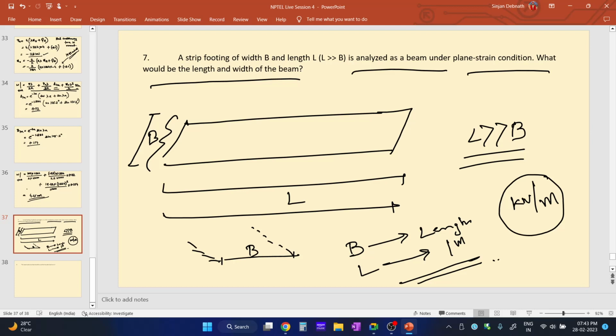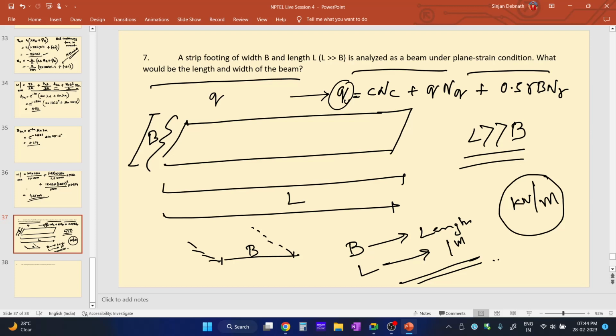But for a strip footing, the allowable load you get in terms of kilonewton per meter. I am showing you how. What is the bearing capacity equation? It is c Nc with the shape factor and depth factor, plus q Nq, plus 0.5 gamma B N gamma, right? This is the ultimate bearing capacity equation.